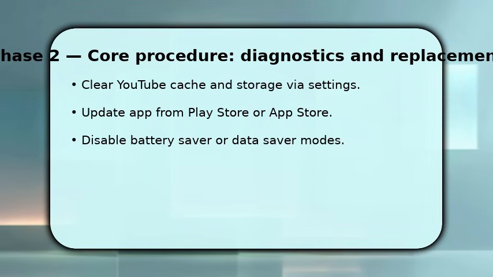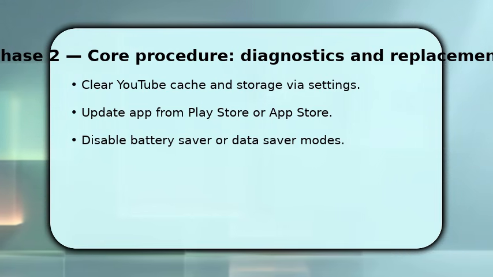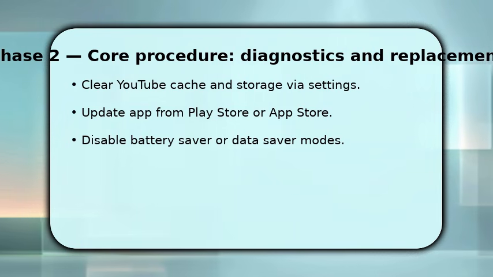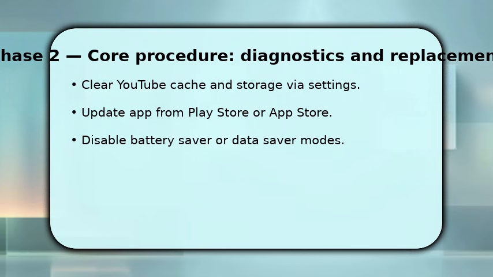You now clear the YouTube cache and, if needed, storage so corrupt temporary files stop blocking the UI. Go to Settings, Apps, Storage, then relaunch. Once done, update the app through the Play Store or App Store because older builds can break scrolling. Make sure battery saver and data saver modes are disabled since they throttle background threads and animations. If the problem persists, sign out and back in to refresh account data. These steps address app side causes and often fix stuck shorts playback.